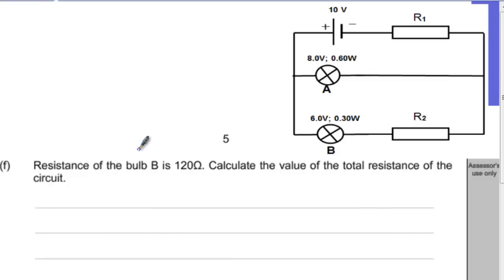Question 2f. Resistance of bulb B is 120 ohms. Calculate the value of the total resistance of the circuit. So there's two ways of answering this question, the hard way and the easy way. We'll do the hard way first.